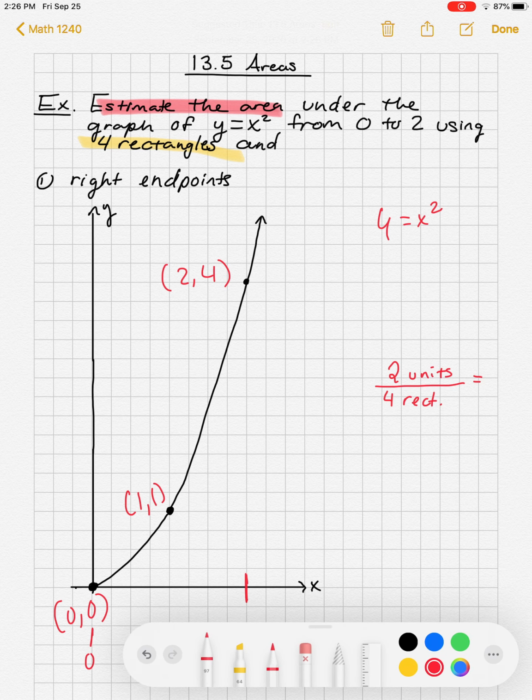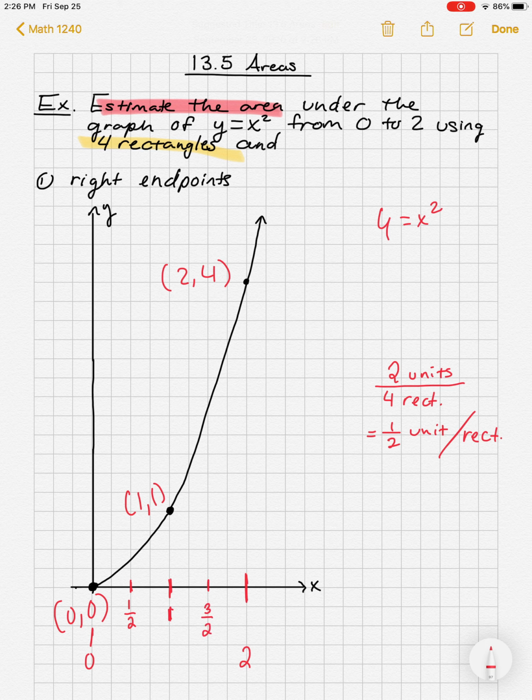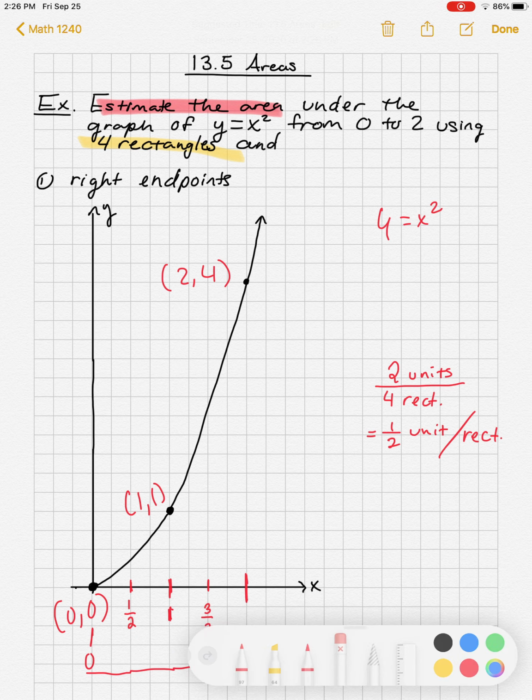So that means that each of my rectangles is going to have a half a unit per rectangle, okay? In other words, when I break this up, here's 1, I'm going to have a rectangle that's at a half, another one that's at 1, another one that's at 1.5, and then another one that's at 2. That way I'll have a total of 1, 2, 3, 4 rectangles in there.